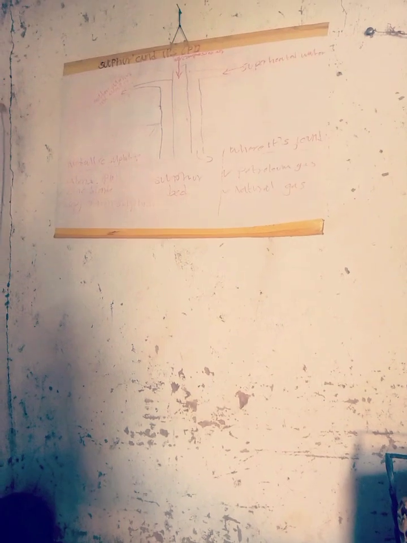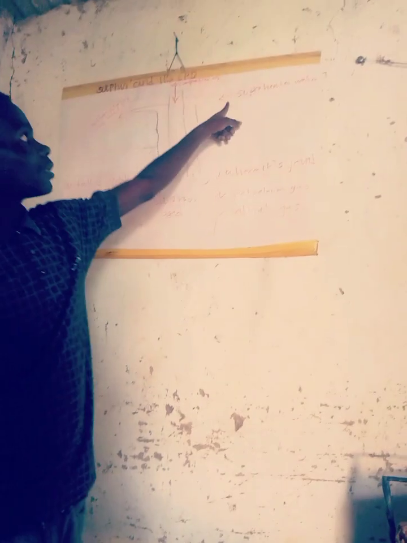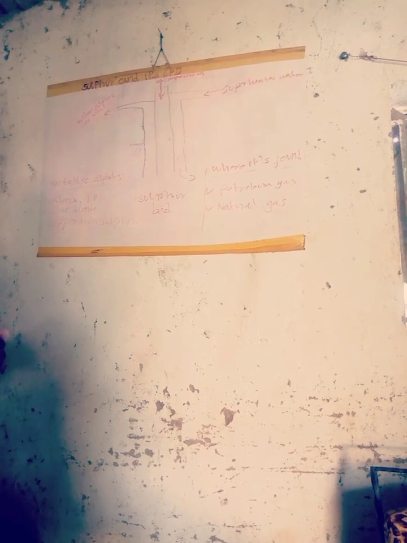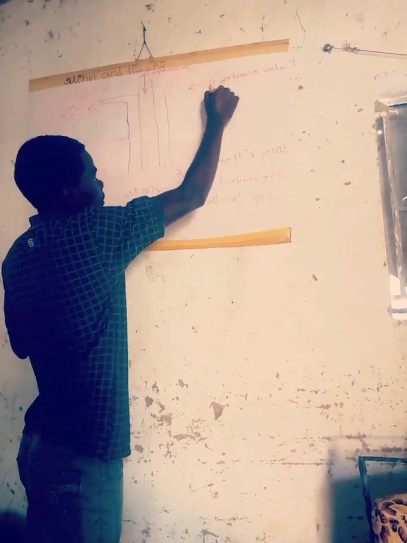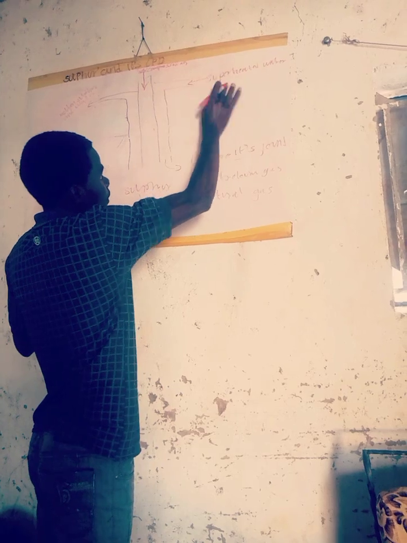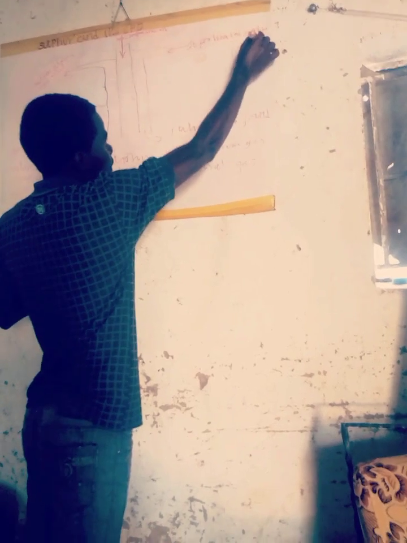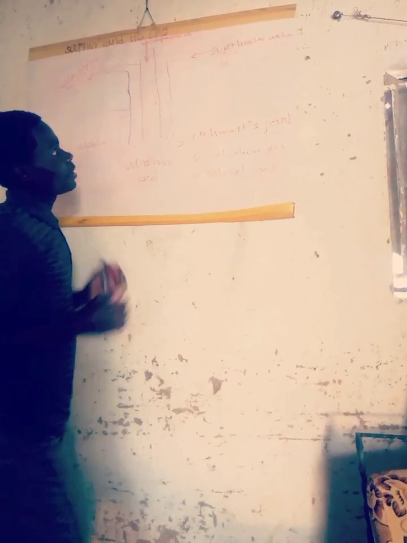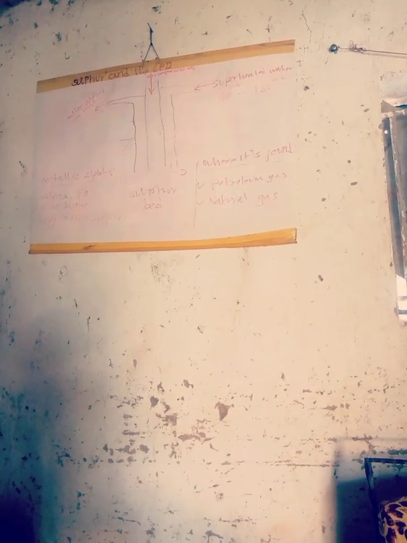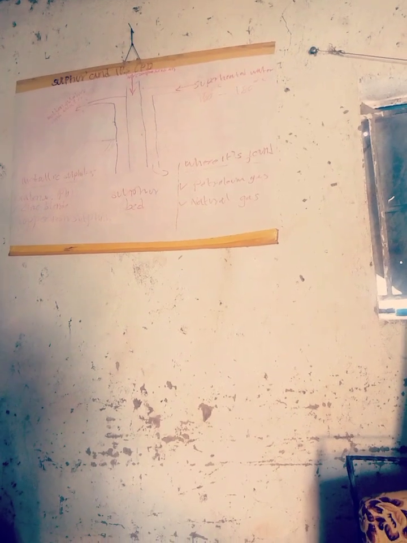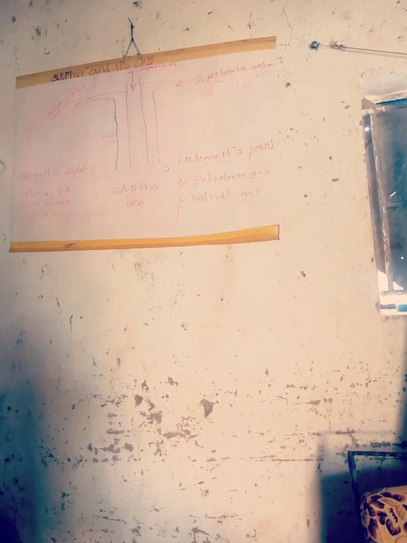So the outer pipe contains superheated water at about 160 to 180 degrees Celsius. This is the temperature of that superheated water, between 160 to 180 degrees Celsius.